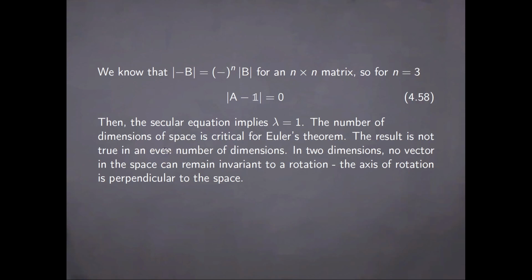The number of dimensions of space is critical for Euler's theorem. The result is not true in an even number of dimensions. In 2 dimensions, no vector in the space can remain invariant to a rotation, as the axis of rotation is perpendicular to the space in question.